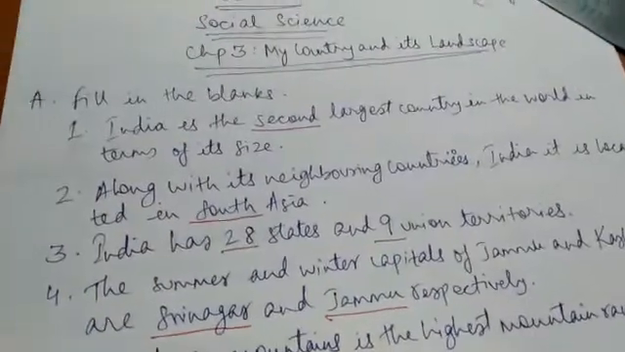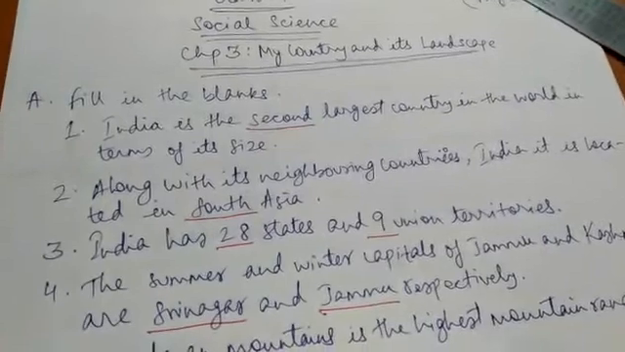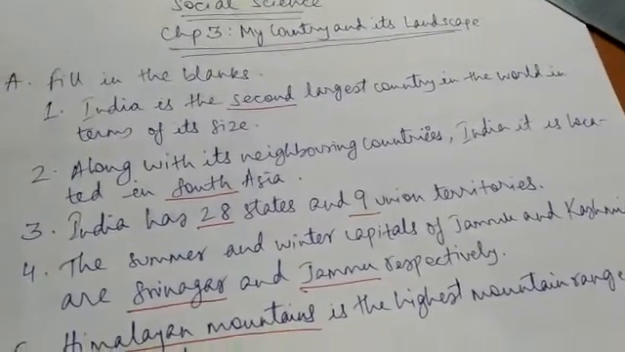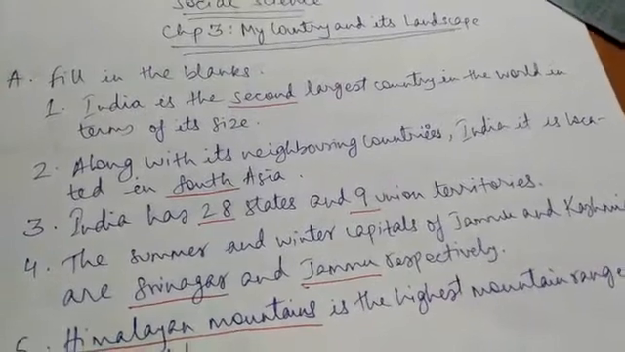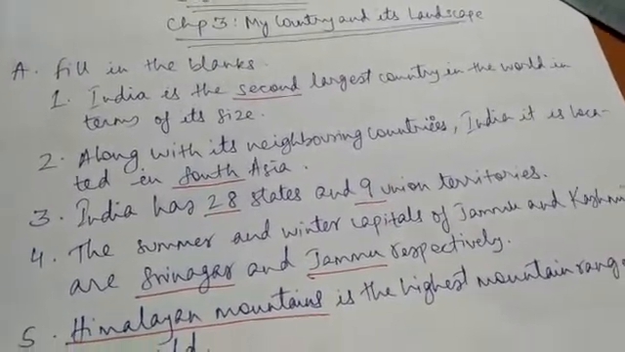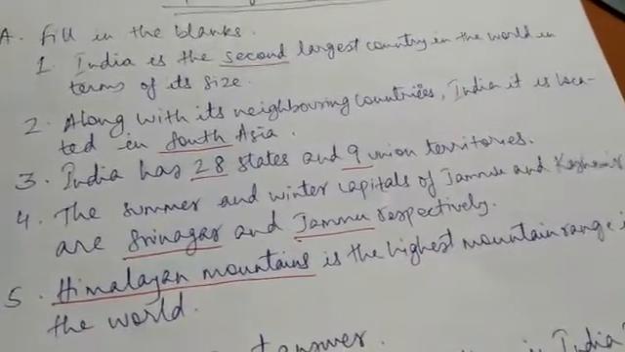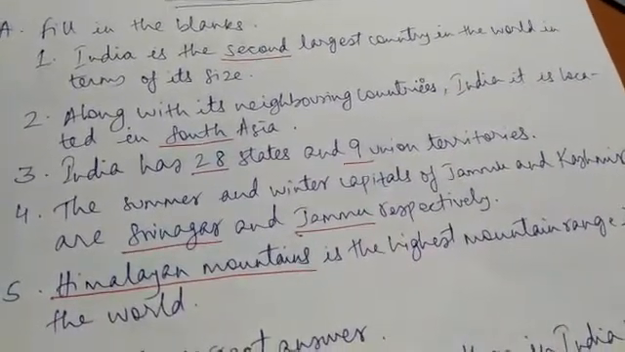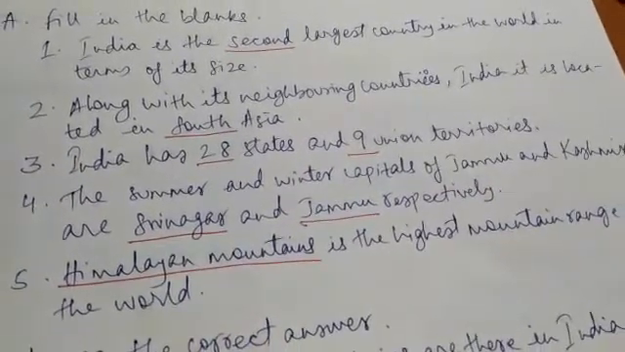Question number 1. India is the second largest country in the world in terms of its size. Question number 2. Along with its neighboring countries, India is located in South Asia. Question number 3. India has 28 states and 9 union territories. Question number 4. The summer and winter capitals of Jammu and Kashmir are Srinagar and Jammu respectively. Question number 5. Himalayan mountains is the highest mountain range in the world.